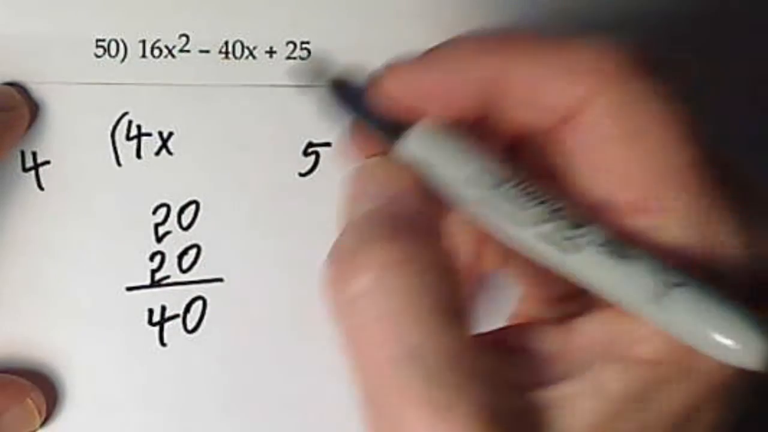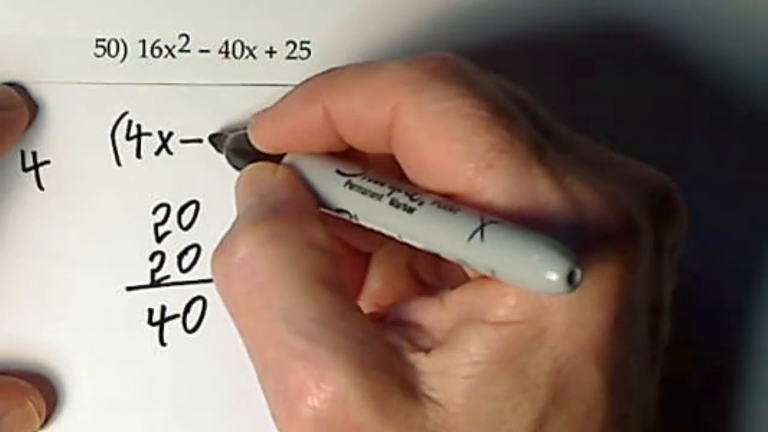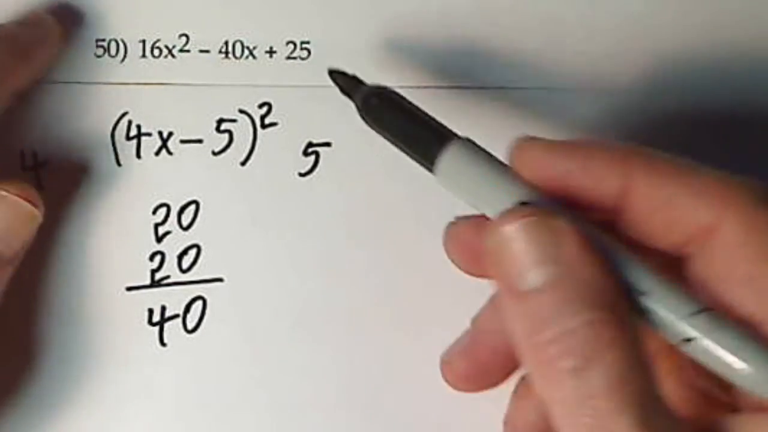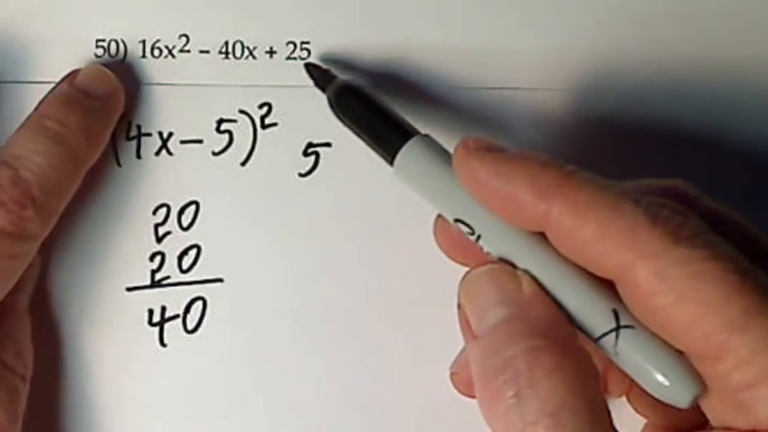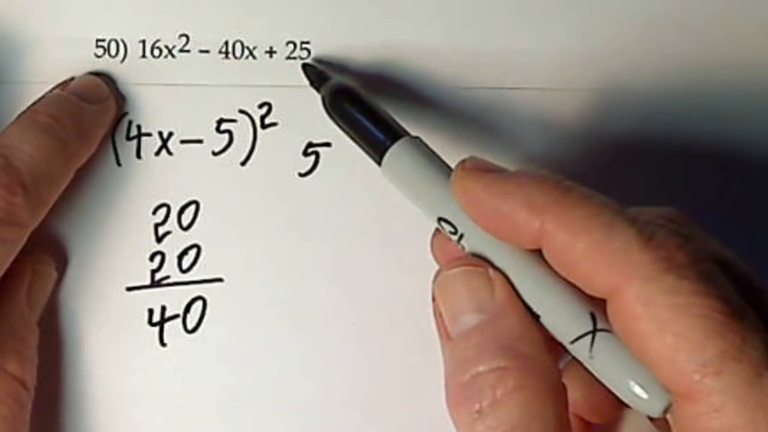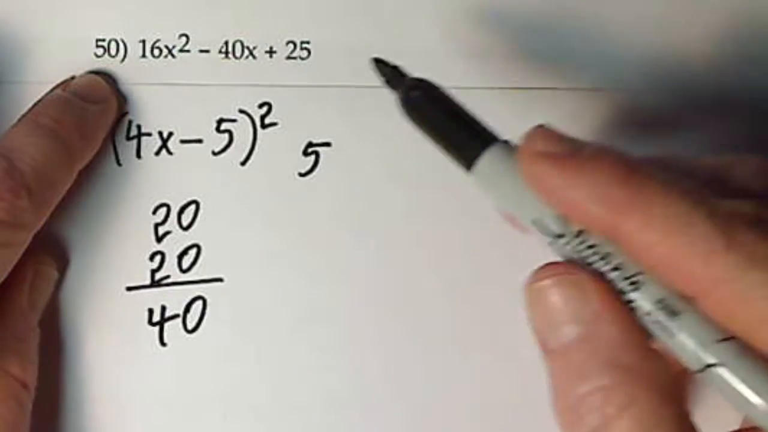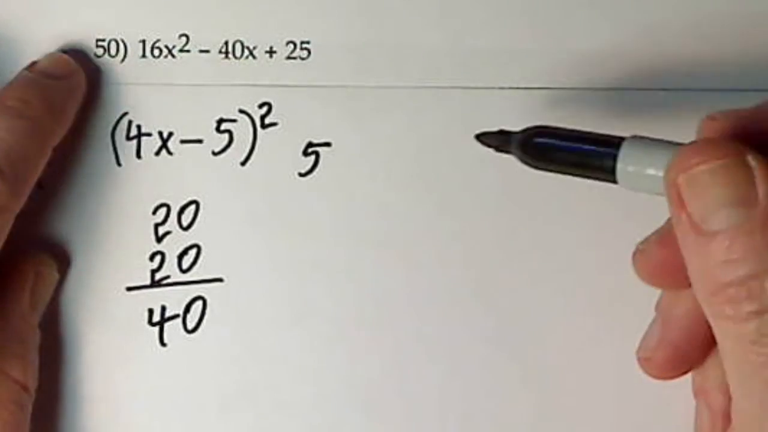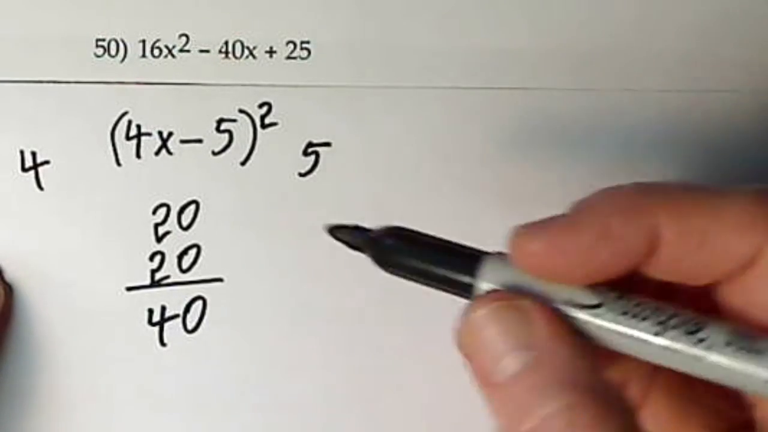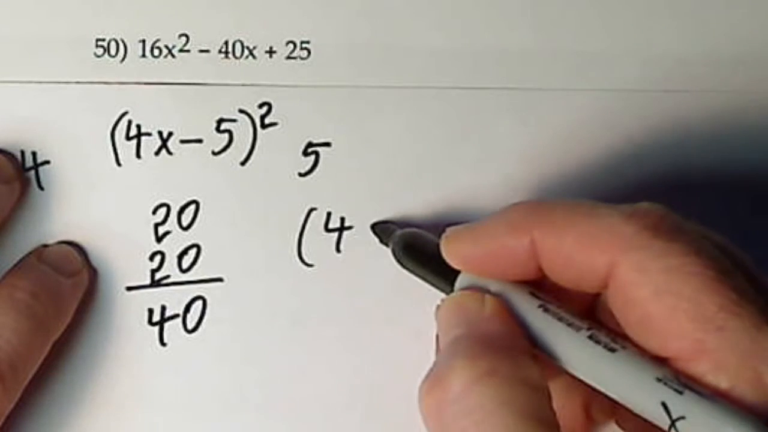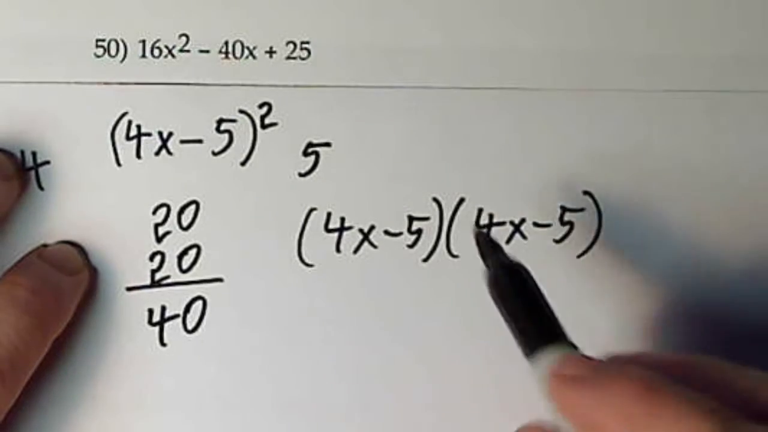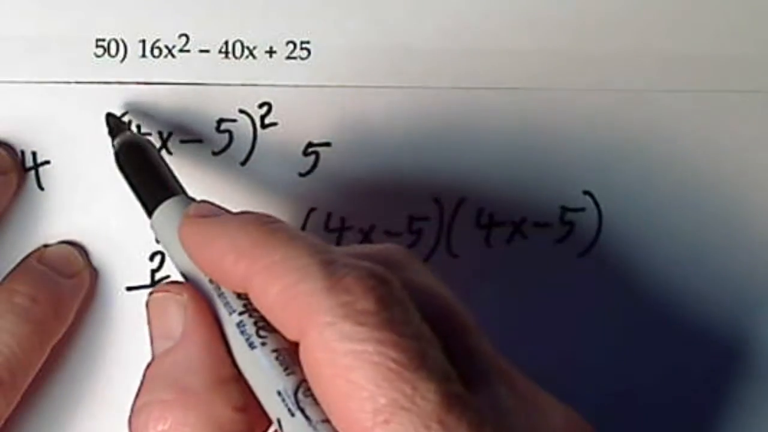4x minus 5, this quantity squared. Okay, it's a perfect square trinomial. If you're not well versed at identifying perfect square trinomials, if you multiply 16 times 25, you'll get a large number. But if you do that and list all the factors, you will be able to use the box method, and you'll come up with 4x minus 5 times 4x minus 5, and obviously that can be written in this form. Okay?